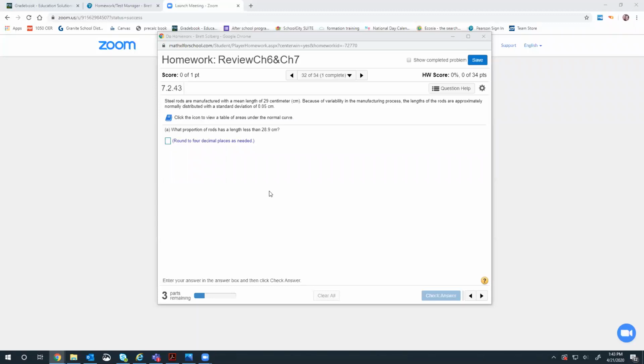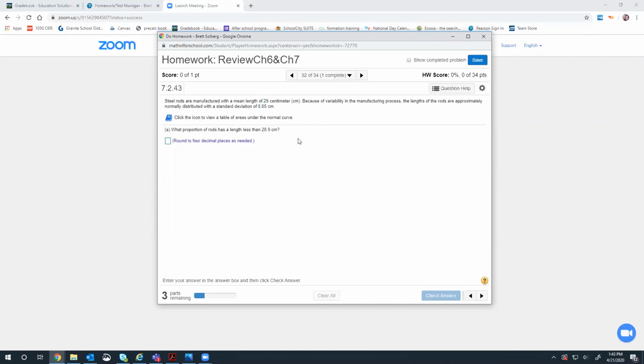All right, in order to do this, we just need to first check, is it normal? Yeah, it's normally distributed, which is great. That means we can do norm CDF. Now the mean is given as 29. The standard deviation is given as 0.05. So then what we're gonna do is get our calculator.